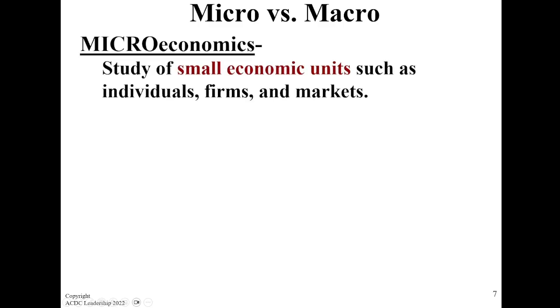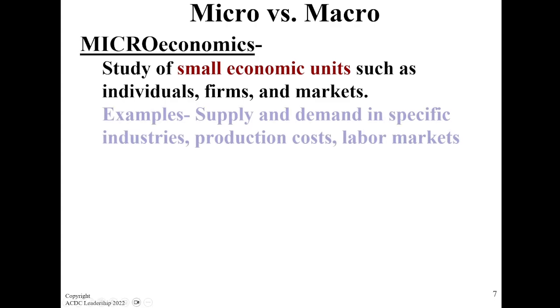I already briefly touched on this, but essentially microeconomics is the study of businesses, firms, and individuals, right? Individuals making choices between products, firms making decisions about their prices, and markets deciding what to sell, when to sell it, and stuff like that, right? So supply and demand in specific industries, production costs, and labor markets. This is what micro covers.